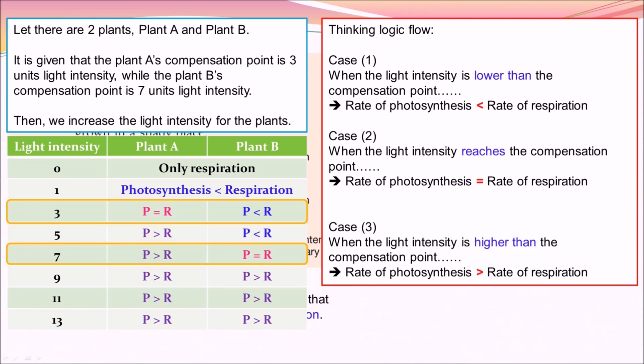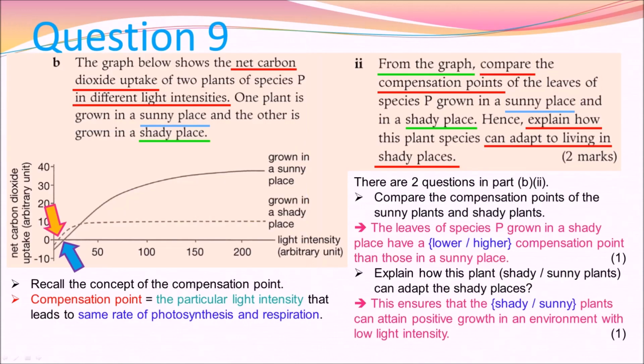So that's why we go back to the questions. The question is talking about the first part, compare the compensation point. So by using the graph, tell me the answer. Do leaves of species P grown in a shady place have a higher or lower compensation point than those in a sunny place? First question. Second question, explain how this plant, shady or sunny plants, can adapt to the shady place, and how to adapt. How is it so important?